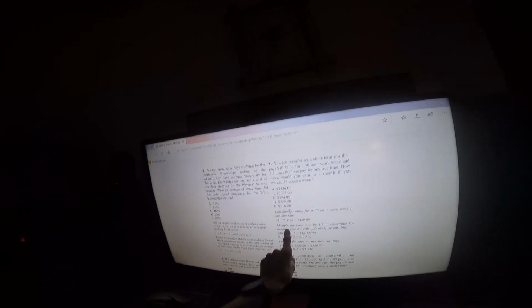So it's 1,080. You are considering a short-term job that pays $10.75 an hour for a 40-hour work week, and 1.5 times the base pay for any overtime. How much would you earn in a month if you worked 48 hours a week? $2,236. Calculate earnings for a 40-hour work week at the base rate: $10.75 times 40 equals $430. Multiply the base rate by 1.5 to determine the overtime rate and calculate overtime earnings.